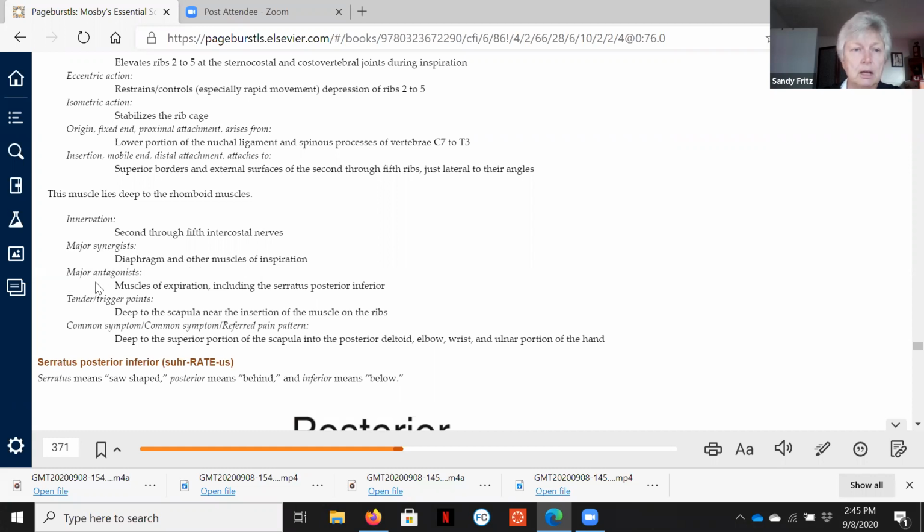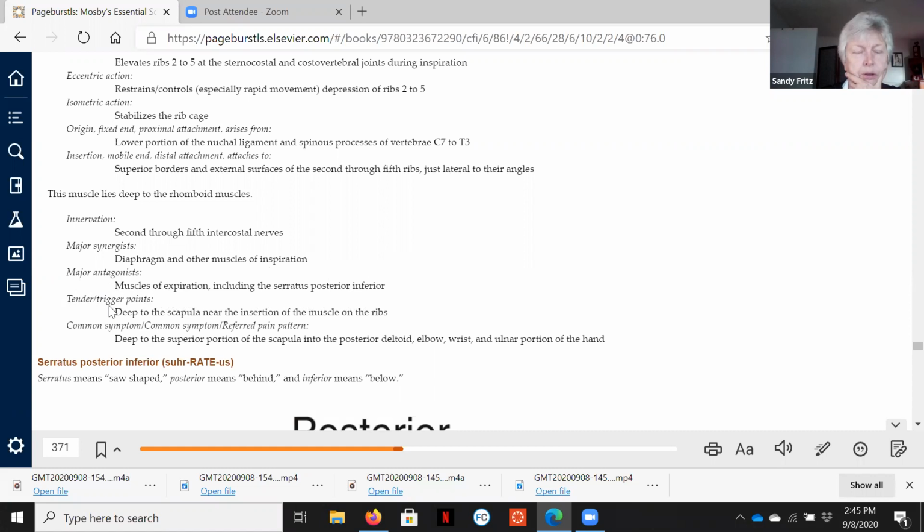Muscles that work in the opposite direction. So if this is lifting, these would be elongating while it's lifting, and then when they switched roles, when this then became concentric, it would pull down, opposite actions. So these are all of the muscles of expiration, including serratus, posterior, inferior, which means below.